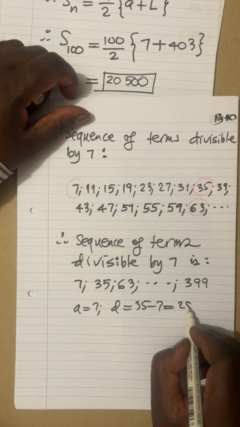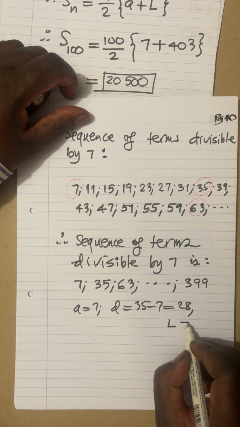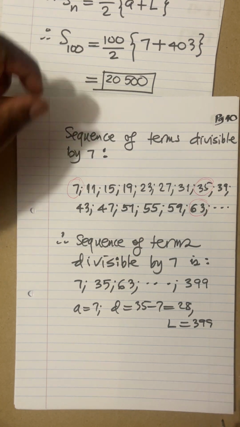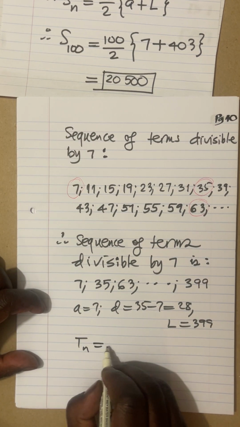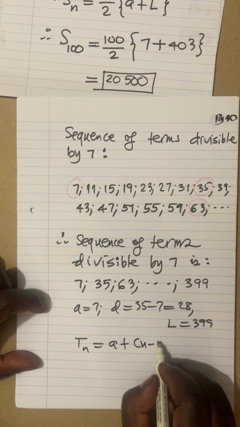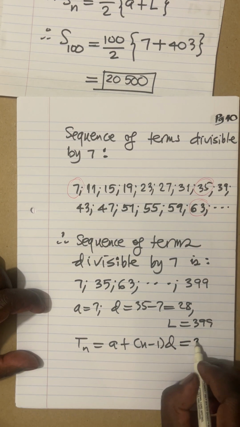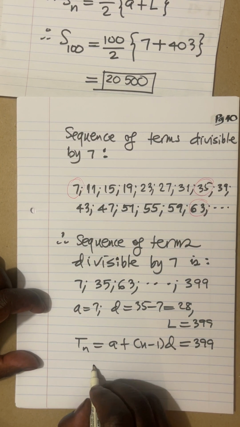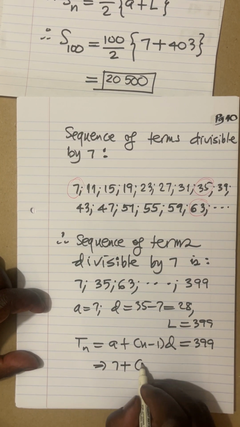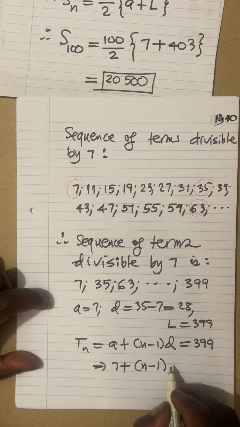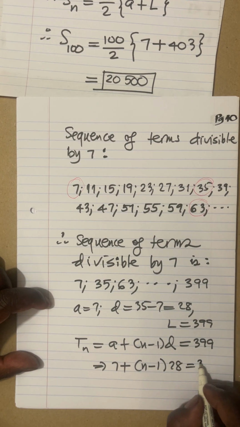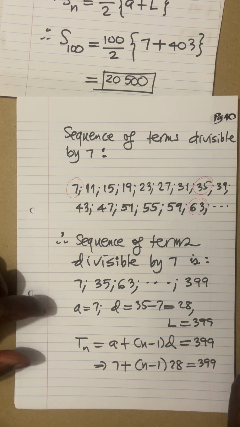We said 28. Our last term is 399. And therefore, we're going to say T subscript n equals a plus n minus 1 times the common difference. This should be 399. What is our first term? 7 plus, we don't know the number of terms, times our common difference. What's our common difference? 28, remember? Equals 399. Subtract 7 from both sides.